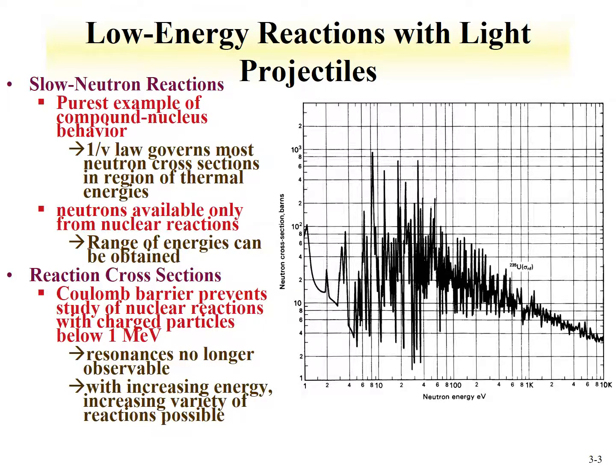An example of some other low energy reactions with light projectiles that we're interested in would be slow neutron reactions, so thermal neutron reactions. This is really the purest example of compound nucleus behavior. There's a rate that governs this, where a 1 over the velocity, or 1/v energy law, governs most neutron reaction cross-sections. So we tend to see a decrease in the cross-section with an increase in the neutron energy.